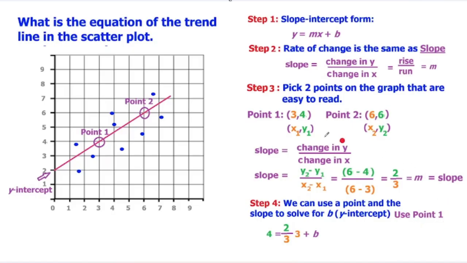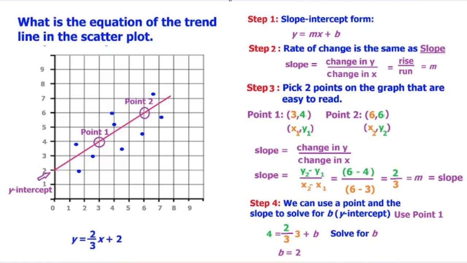So we're going to use point 1, which is 3, 4, and our slope. So let's plug in y is 4 here, right? And then 2/3 is our slope, and 3 is our x plus b. Now you just solve for b. So when you do that, these two cancel out. Then you have 4 equals 2 plus b, and then you move the 2 over, becomes negative 2. 4 minus 2 is 2. So we're left with b equals 2, which is what we have here.